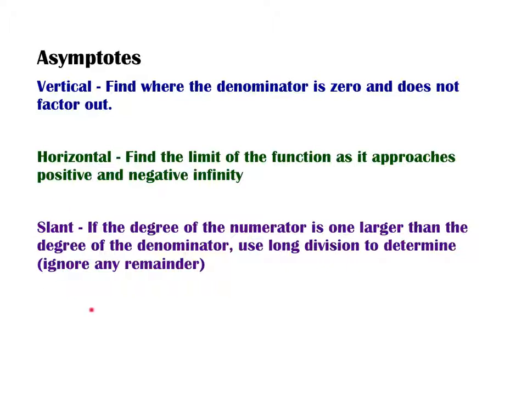And then slant asymptote, that's slightly new. That occurs when the degree of the numerator is 1 larger than the degree of the denominator. And when you find that that's the case, you will do long division and then ignore any remainder, but that result of the long division is what the slant asymptote line would be.